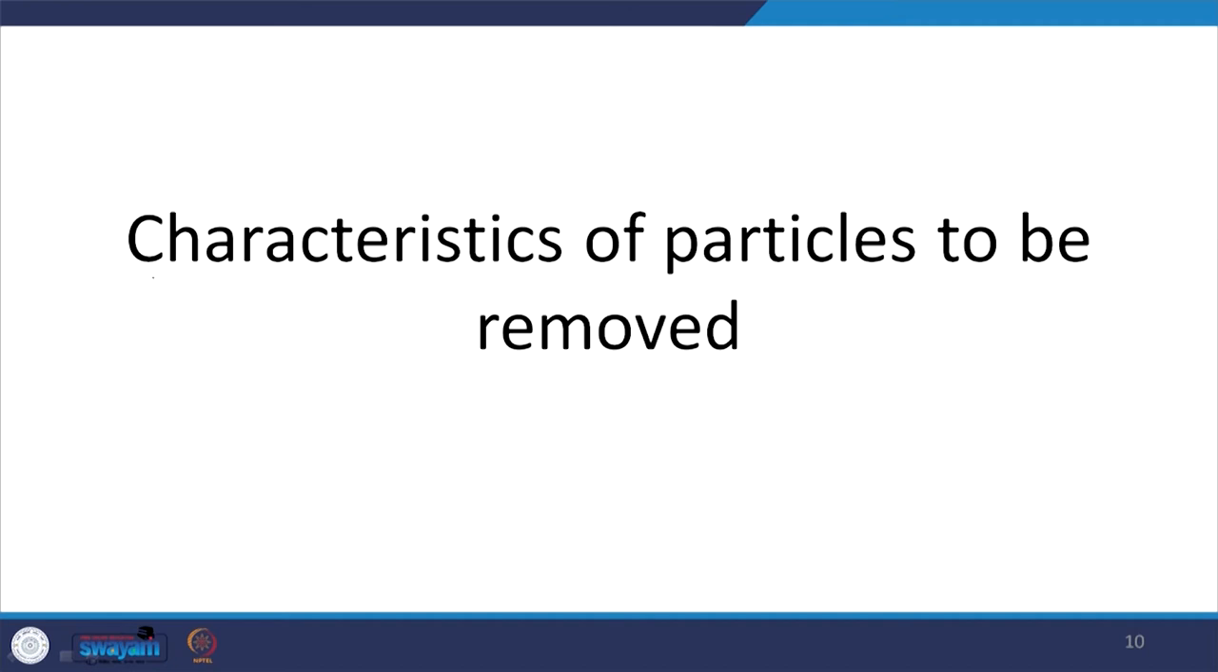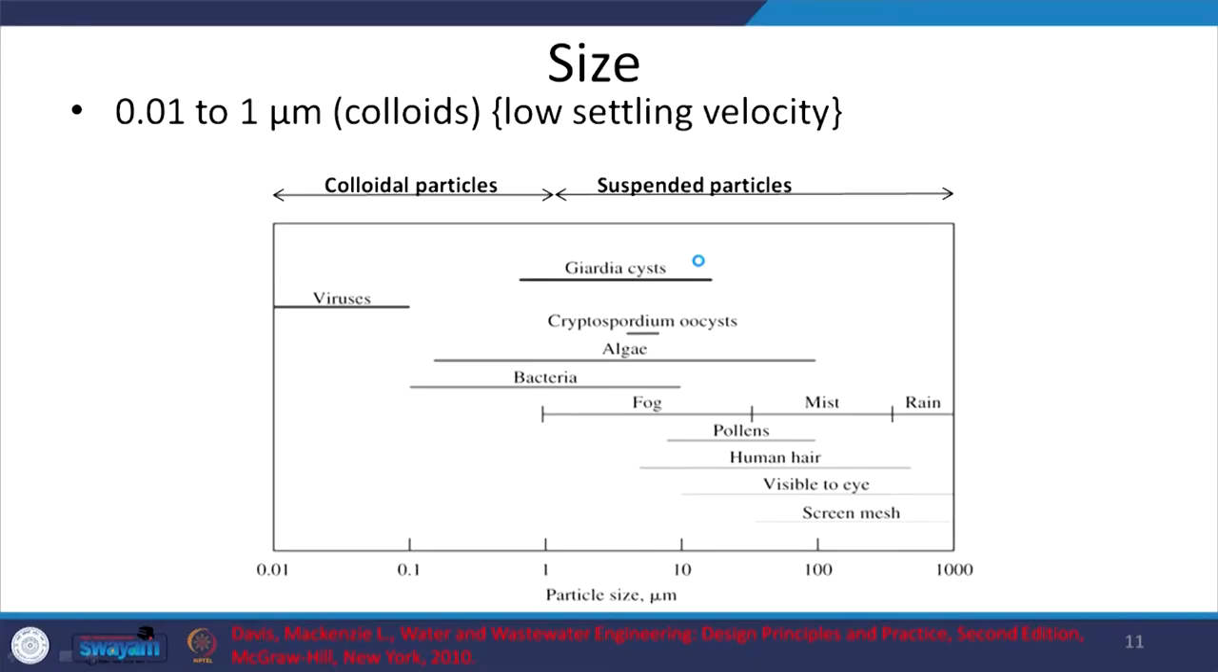The first aspect is what are the characteristics of the particles that I want to remove? Why is it that they don't come together by themselves? First, why can't I remove them easily? Because the size is too small, 0.01 to 1 micron. Some bacteria and certainly viruses are in this zone. They won't settle in your lifetime.